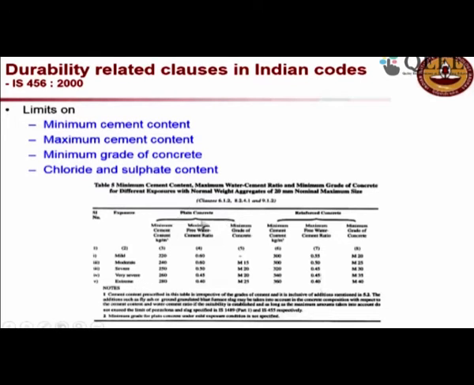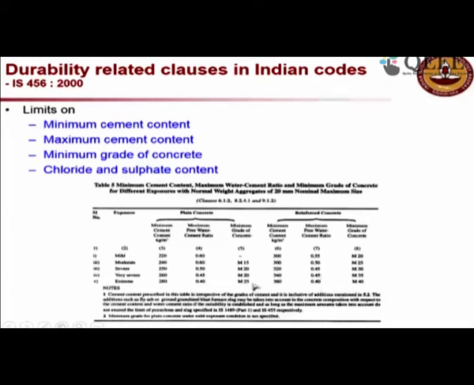And if you are talking about plain concrete, you have the minimum cement content, maximum water cement ratio, and then minimum grade of concrete. And if you are talking about reinforced concrete, then you have minimum cement content, maximum water cement ratio and the minimum grade of concrete. I will talk about one example here. For example, you are in an extreme environmental exposure condition. If you are talking about plain concrete, you must put at least 280 kilogram per meter cube of concrete, and you cannot have more than 0.4 water cement ratio. You have to make sure that your water cement ratio is smaller than this 0.4, and you should design the concrete at least for M25.